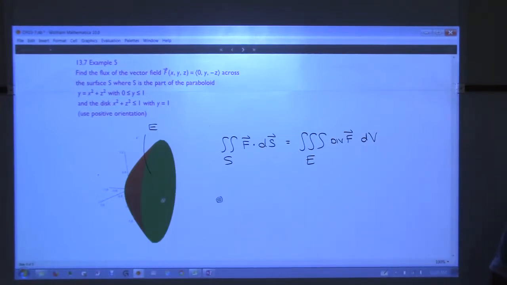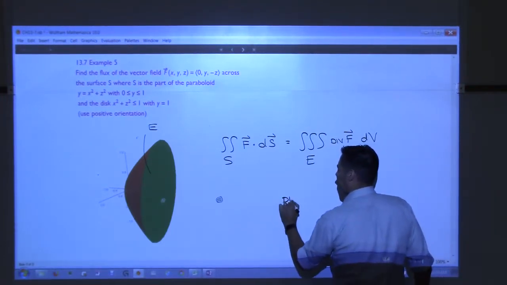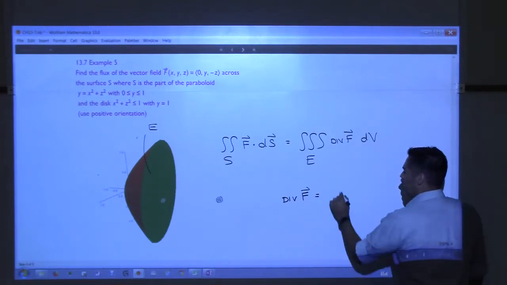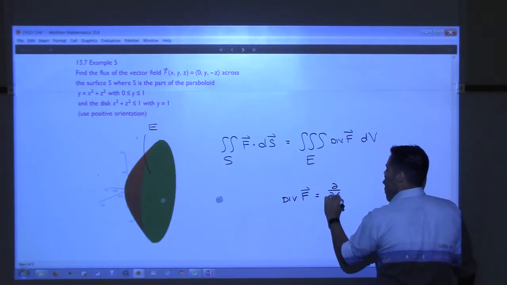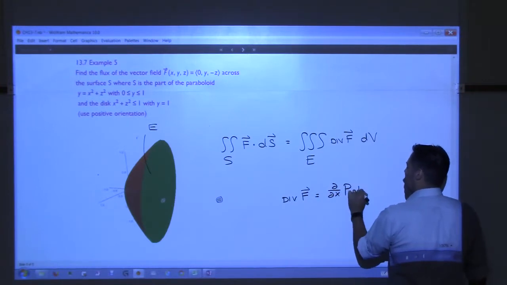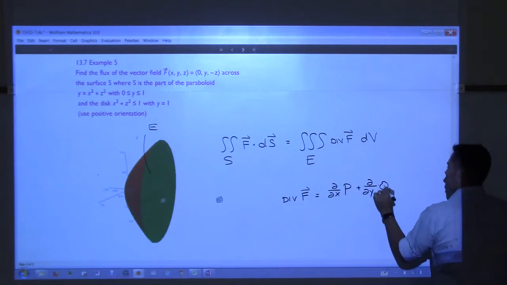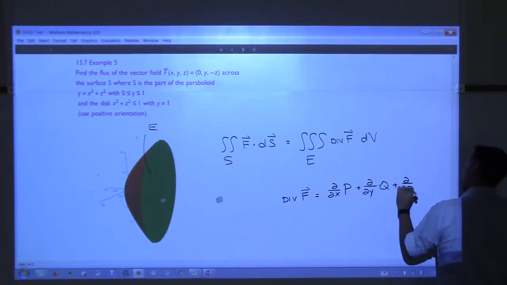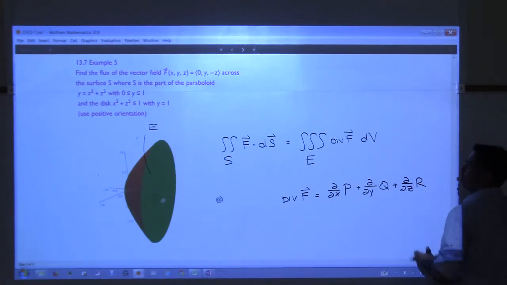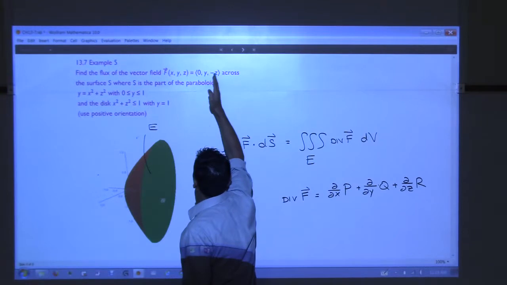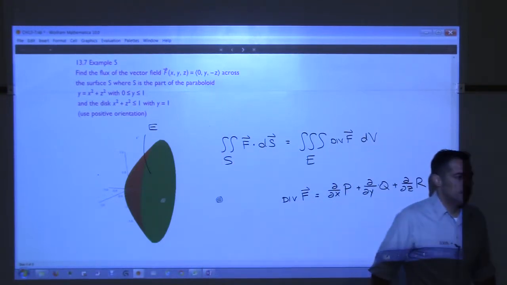And do you see it? What's the div of F? So div of F is the partial with respect to x of P, plus the partial with respect to y of Q, and then plus the partial with respect to z of R. So you're going to look at the vector field and take the partial with respect to x, y, and z and add them up.